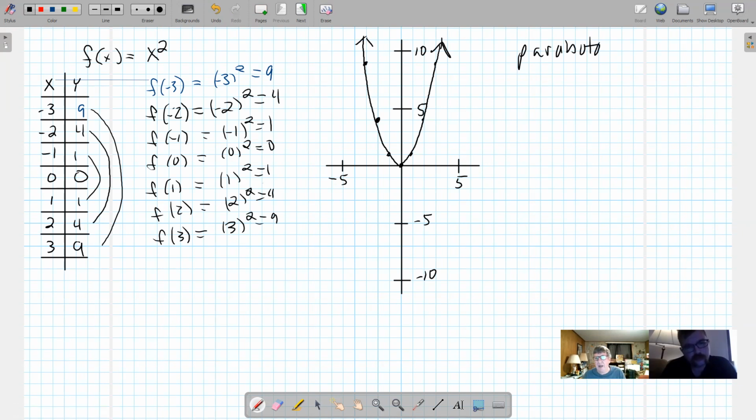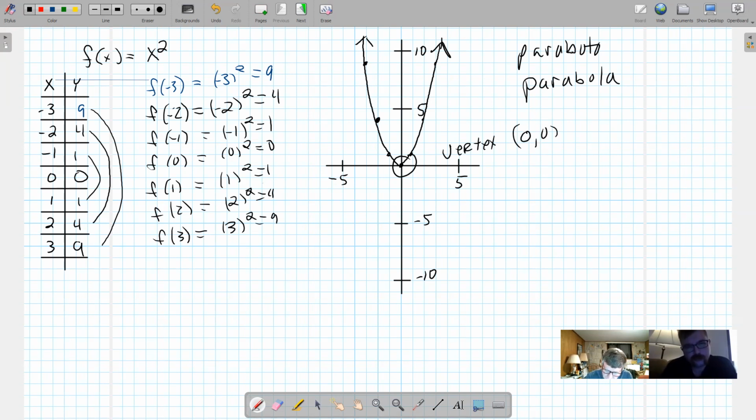P-A-R-A-B-O-L-A, a parabola. And it has some features that I want to talk about. This parabola, we say, opens upwards. When it opens upwards, the lowest point in the parabola is called the vertex. In this case, the vertex is at the origin at 0, 0.